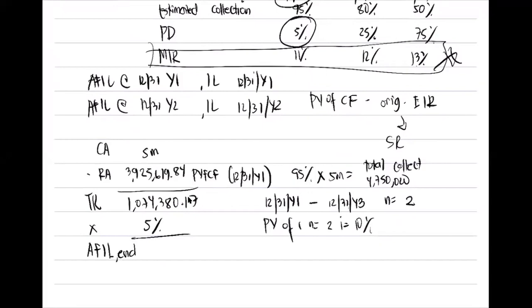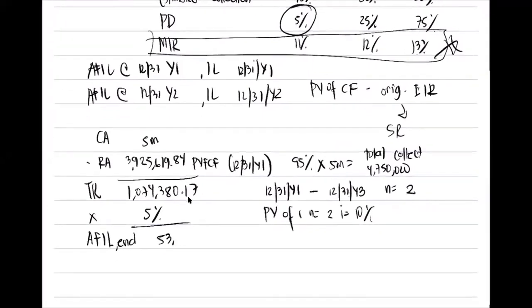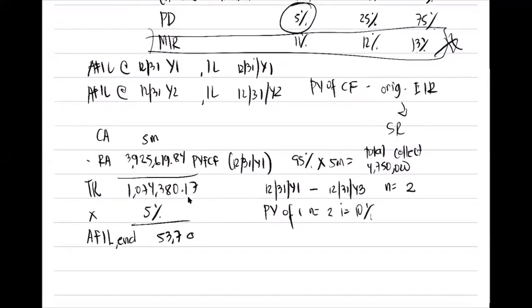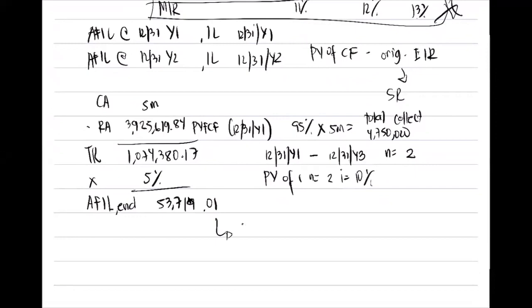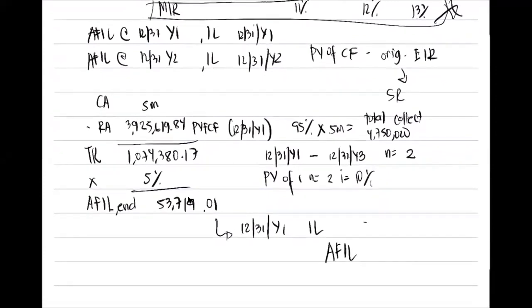1,074,380.17 times 5%. Our ending AFIL is 53,719.01. So to record this one, as of December 31, year 1, what is our entry? We debit impairment loss, we credit AFIL, 53,719.01.